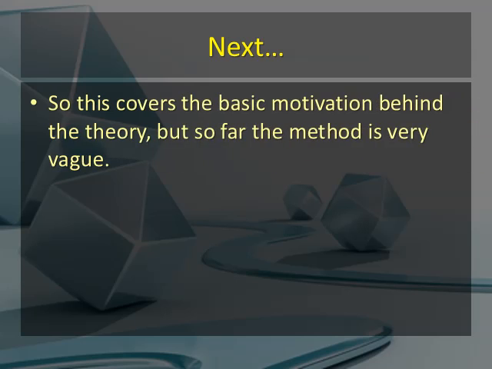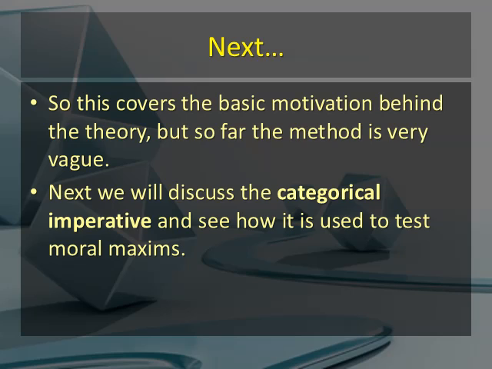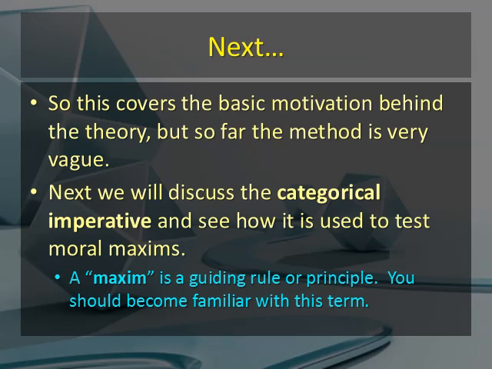So far, we have covered the basic motivation for non-consequentialist theories in general, and given some of Kant's terminology and reasoning, as well as the general anatomy of his theory. In the next presentation, we will discuss the categorical imperative and see how it is used to test moral maxims. A maxim is a guiding rule or principle. You should become familiar with this term.